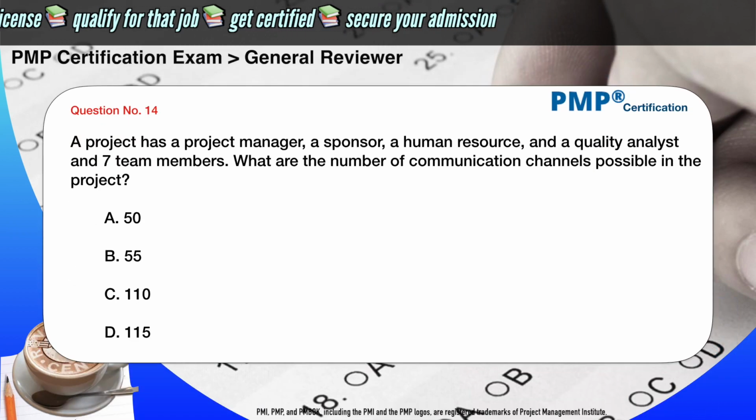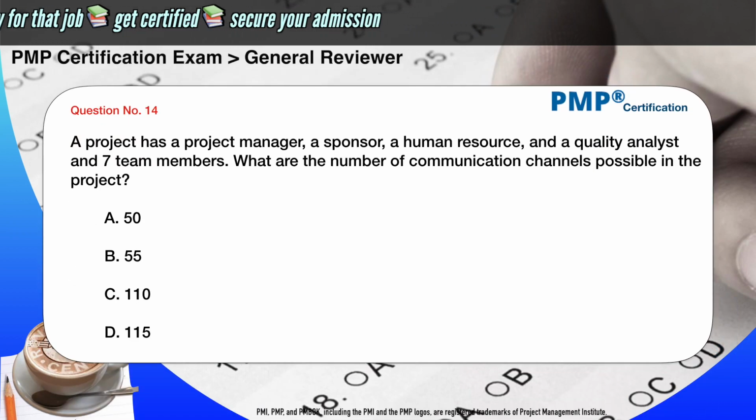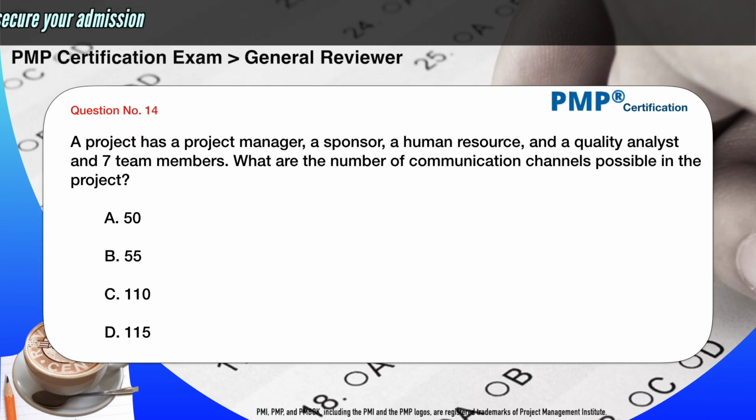A project has a project manager, a sponsor, a human resource, a quality analyst, and 7 team members. What is the number of communication channels possible in the project? A. 50, B. 55, C. 110, D. 115.